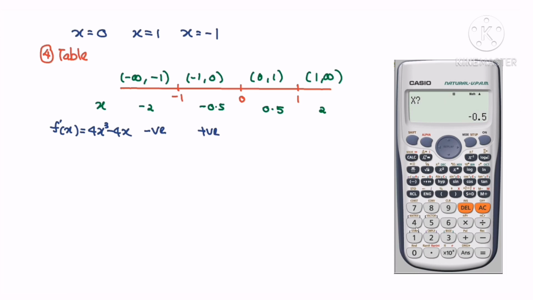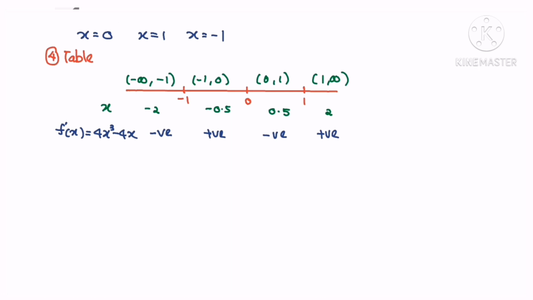Next, key in 0.5 and we will have negative 1.5 or negative 3/2, which is a negative sign. Finally, key in the value 2 and we will have positive 24, and it is a positive value. Next, we are going to interpret the situation.